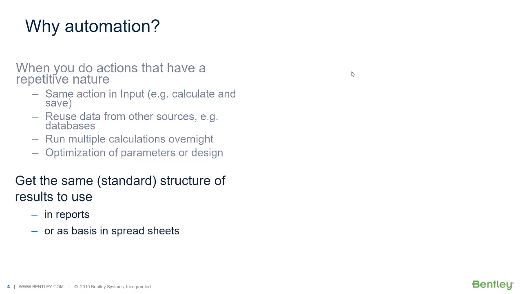Another option why we need automation is if you want to get the same standard structure of results to use. Maybe you have special reports or Excel spreadsheets that you want to put data in a specific format. With automation, you can retrieve the data from Plaxis output, and then we can put that into a spreadsheet or in a report. And today we're just going to cover the Plaxis input program, but the Plaxis output program is also you can also automate that using Python scripting.